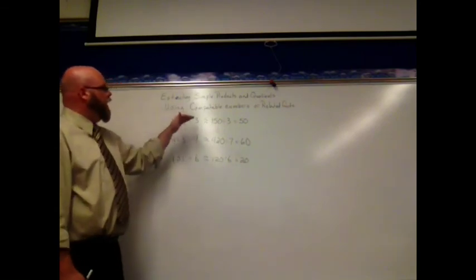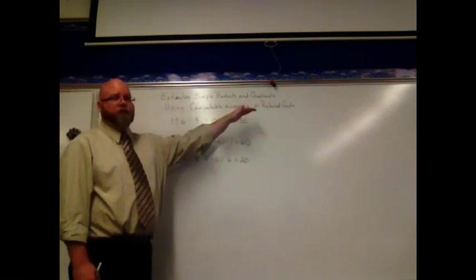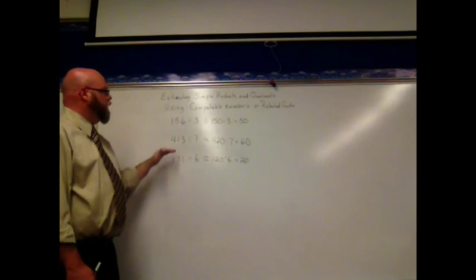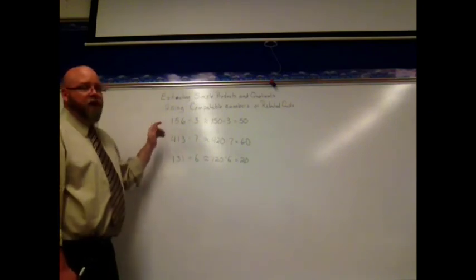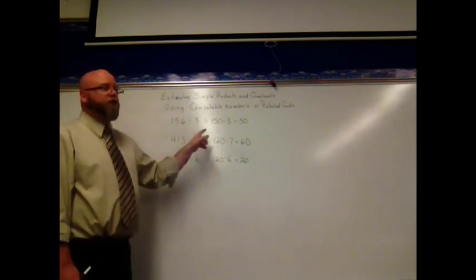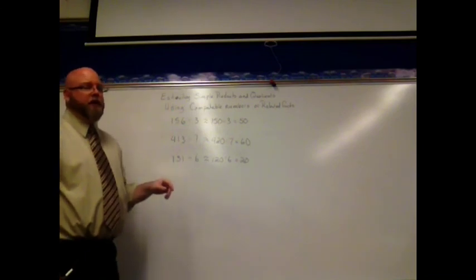It's just another way of estimating a simple quotient. We do this mostly with division. Think about these compatible numbers. I'm thinking about a number that's close to it, that's easy to divide in my head.